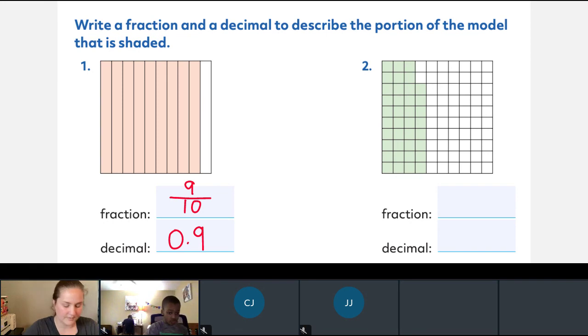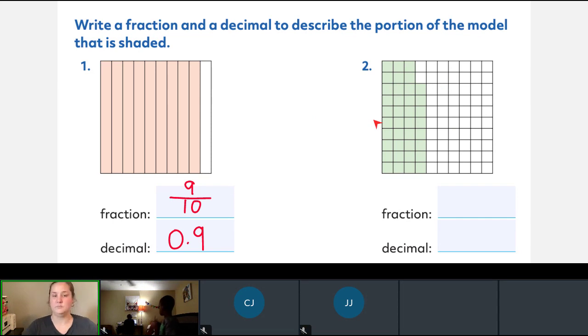Okay, 0.9. I'll give you guys just a second to write that. Austin's good. Okay, let's look at this next model. Now this has a lot more pieces in it, right, than this first model does, but it's still the same thing. Top number is shaded pieces, bottom number is total pieces.